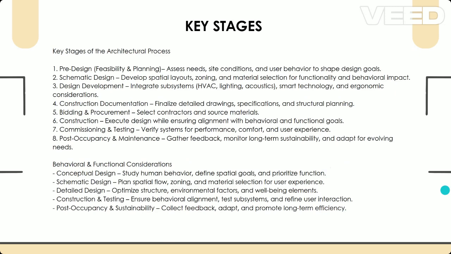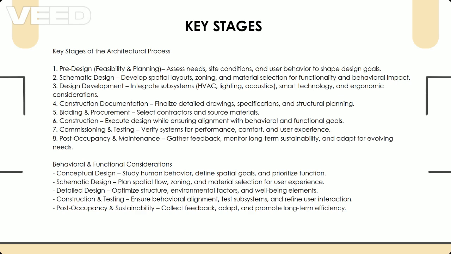Key stages of the architectural process. Pre design. This assesses needs, site conditions, and user behavior to define design goals. Schematic design. Here we develop spatial layouts, zoning, and material selection for functionality and behavior. Design development. Here we integrate HVAC, lighting, acoustics, smart tech, and ergonomic factors. Construction documentation. The finalized drawings, specifications, and structural planning.